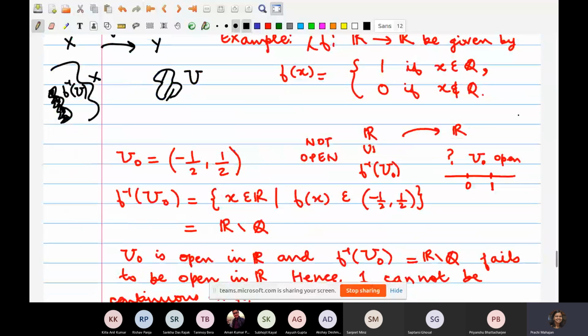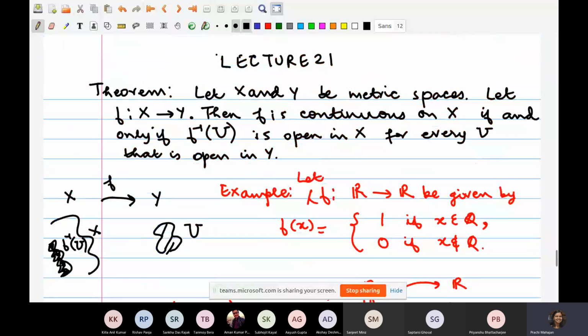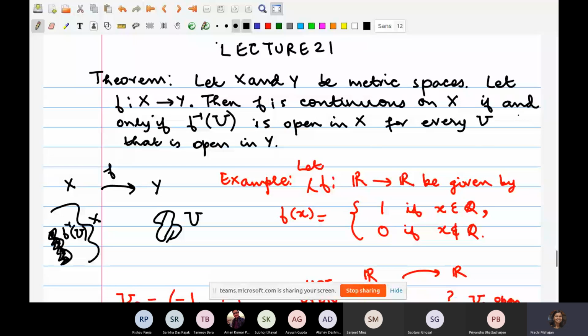So I'm going to look at this theorem. What does it say? In order to show that f is continuous on X, it's enough to show that for every open set U in Y, the pullback of U under f is open in X. We are going to apply this theorem to show that f inverse is a continuous function, right? Is that okay?